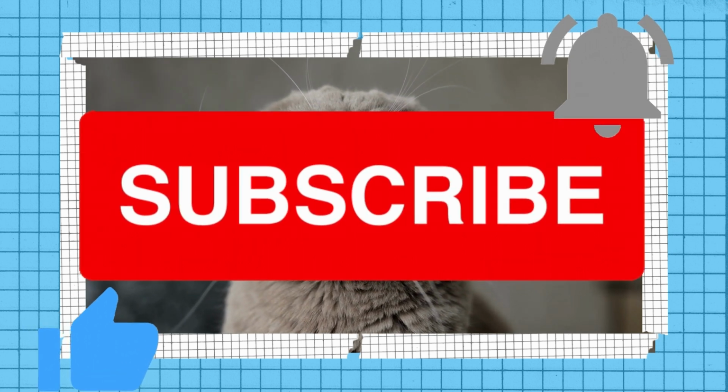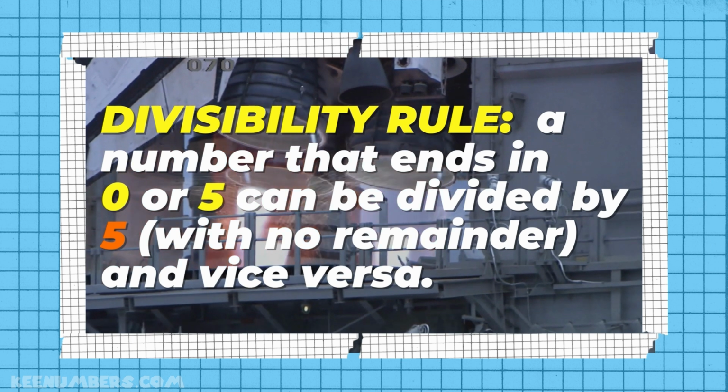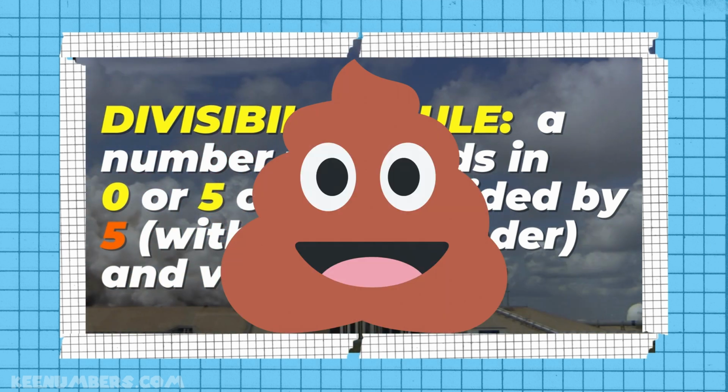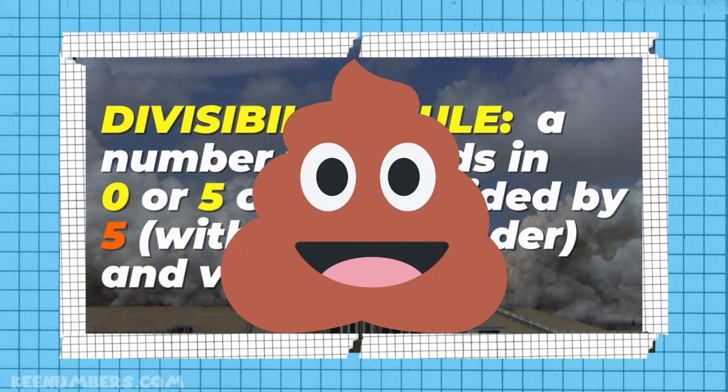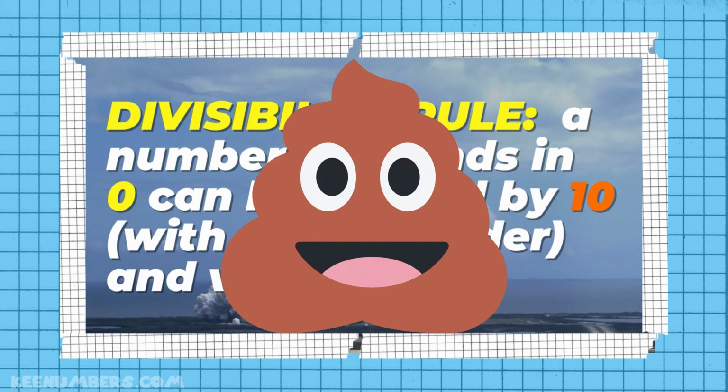All right, that's it. Get out of here. I'm finishing the math song. If it ends in 0, you can divide. If it ends in 5, you can divide by. That's it. We're done.